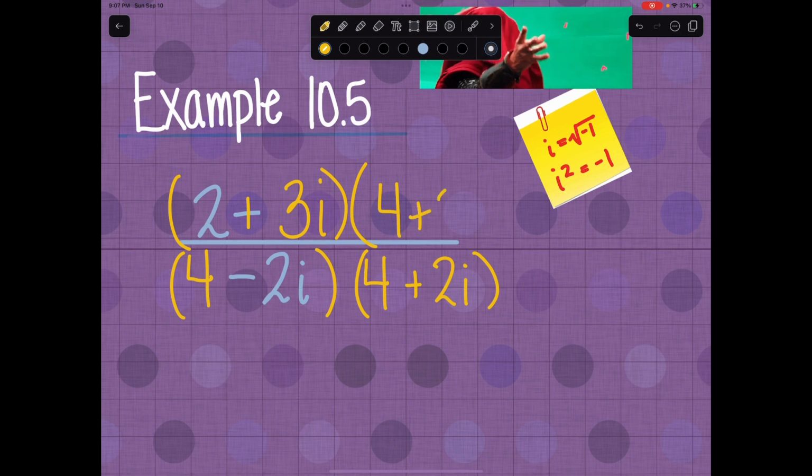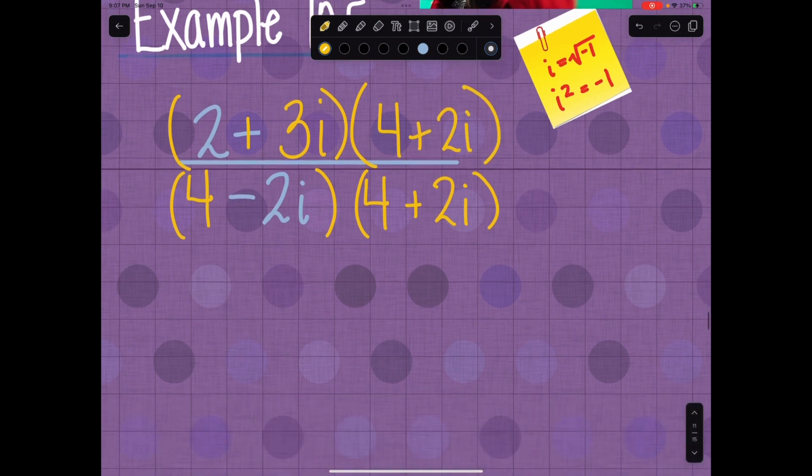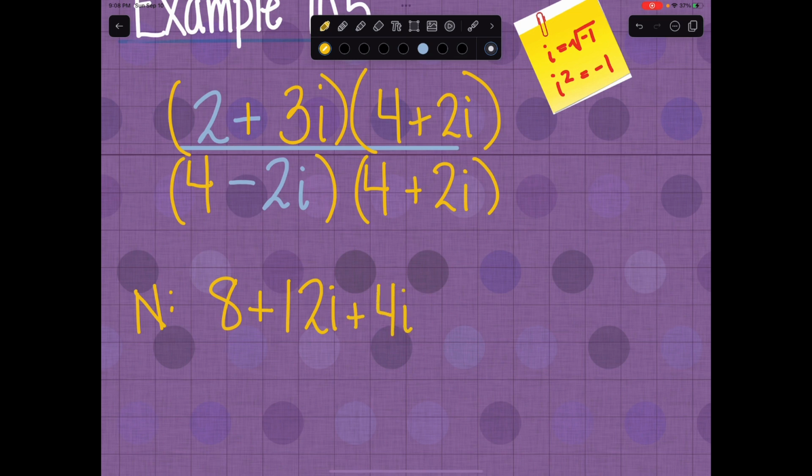4 plus 2i. Bam. It's just like multiplying it by 1. Doesn't even matter. It's not going to change it. Let's start with the numerator. I'm just going to put numerator here and FOIL this out. So first, and then we're going to do outside, and then inside, and then we're going to multiply last. Okay, so when we do that, we get 8 plus 12i plus 4i plus 6i squared.